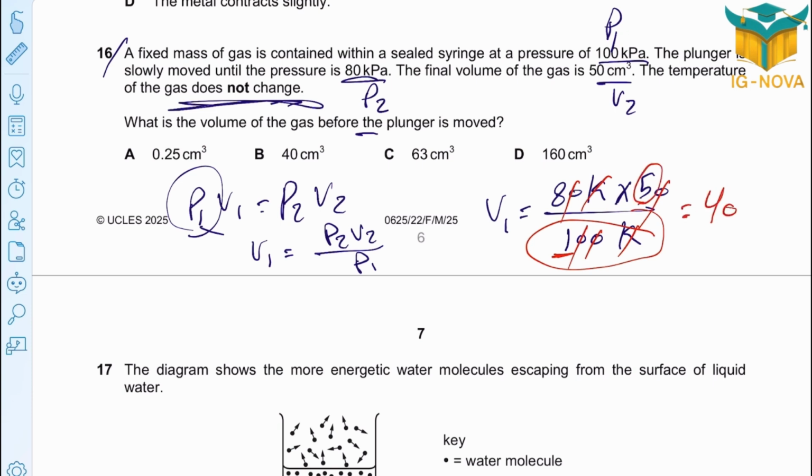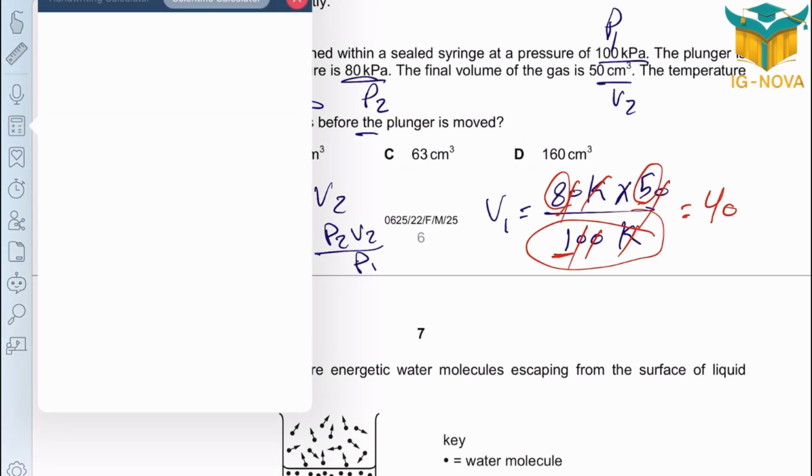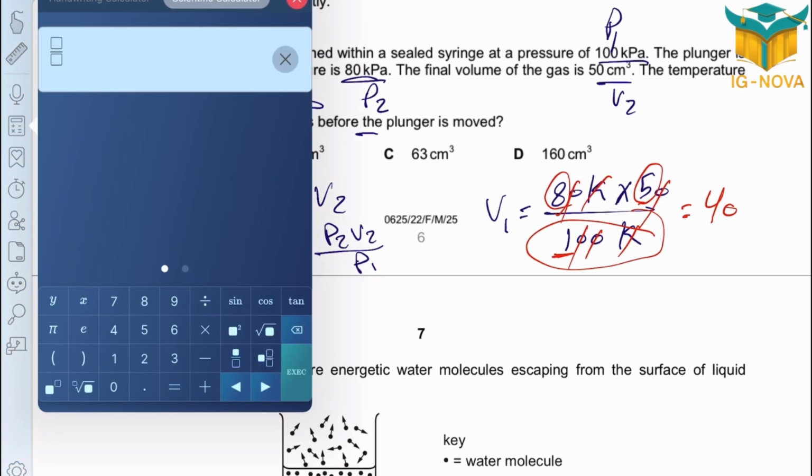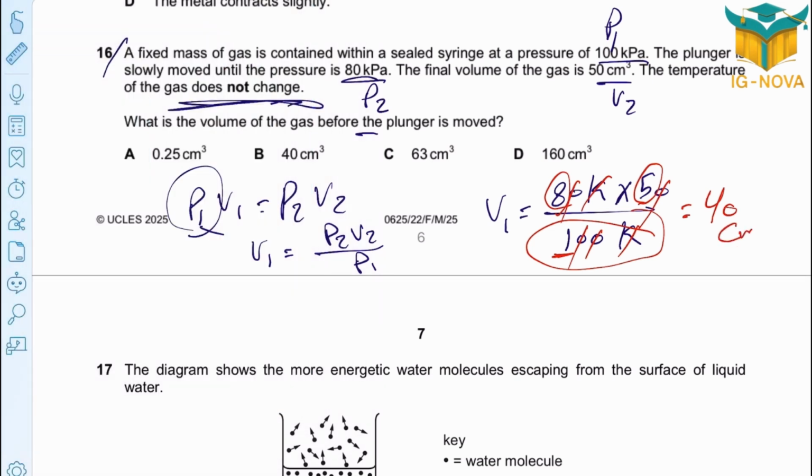If you want to use a calculator here, let's see. 80 kilo, 1000 times 50, and in the denominator, it's 100 kilo times 1000. The answer will also be 40 centimeter cube. This is the correct option, B.